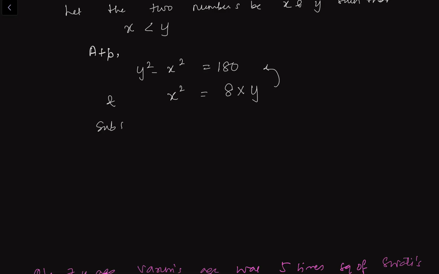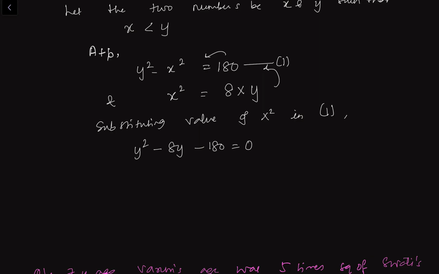So obviously now we will substitute the value here. Substituting the value of x square in 1, I can name this 1. So in 1 we have y square minus 8y equal to 180. So I'm taking this to the other side to make it equal to 0. So now we have a quadratic equation in y which we can solve easily. For this we can simply use the method of factorization because I think it's pretty much easier to solve by factorization if you can. If you cannot, that's fine too. You can use your quadratic formula to solve any kind of quadratic equation.